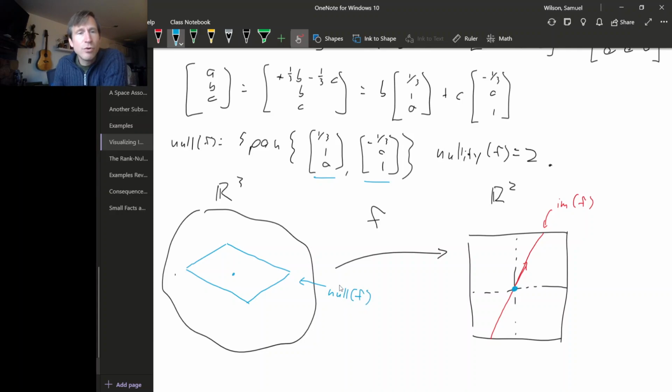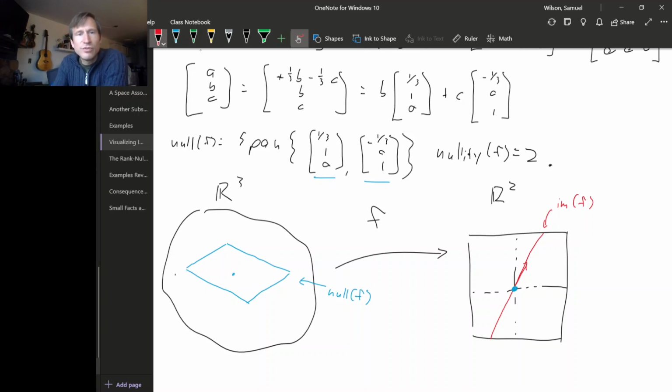Okay, so in the rest of R3, if you look at what we have so far, remember the red over here are all of the outputs that this function actually takes on. Well, this blue plane here only covers this single output at the origin. So that means to get all of the other outputs, we must move off of this plane.